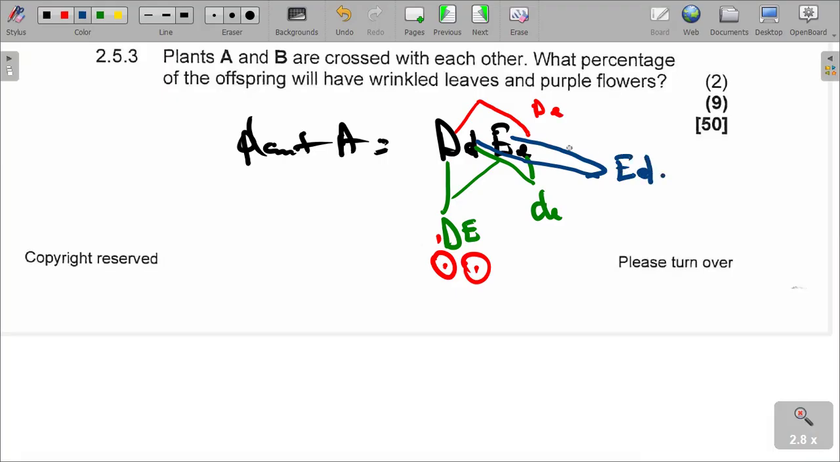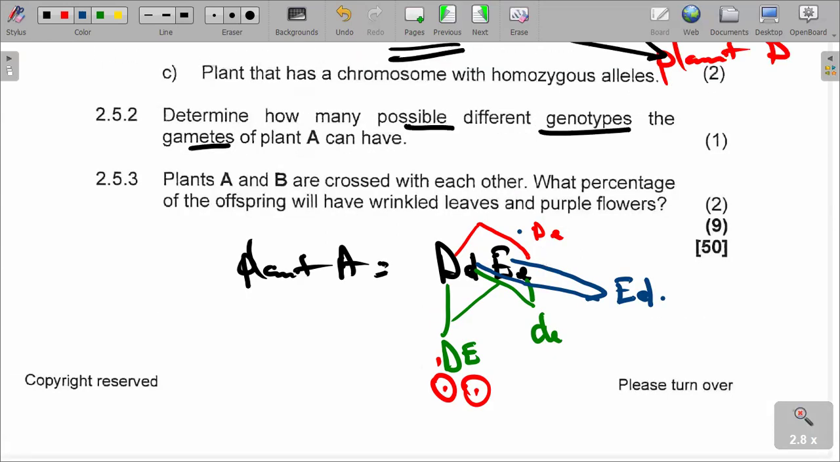So I'm saying these are the possible gametes that we can have. So we can have 2, 3, and then 4, which are caused because we have got what? We have got this combination. These are the possible gametes.